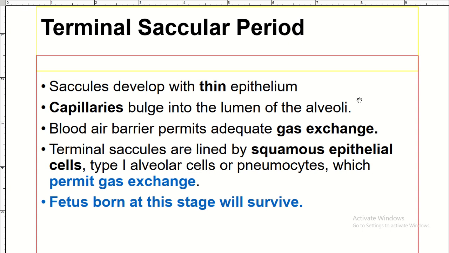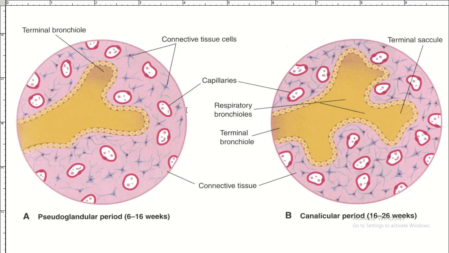Now we go to the second last, the terminal saccular period. So the terminal saccular period, right, the very important period. Why? Because we now have the saccus, right? They would develop a thin epithelia. So you now have your primitive alveoli, and then they are gonna form.